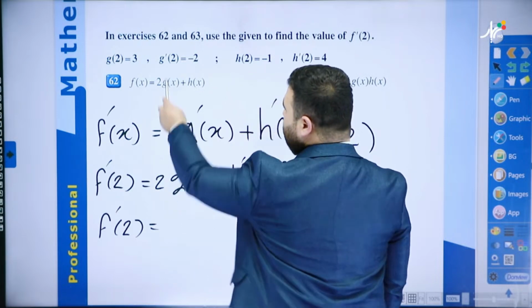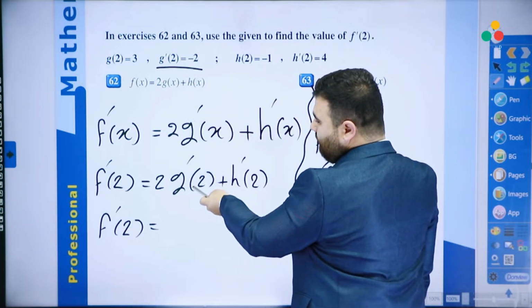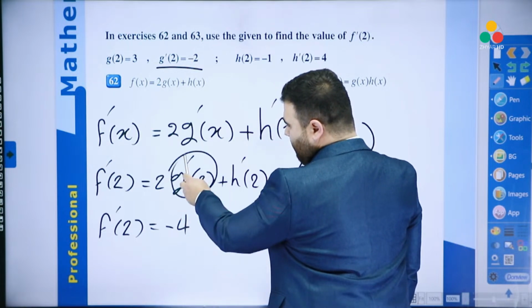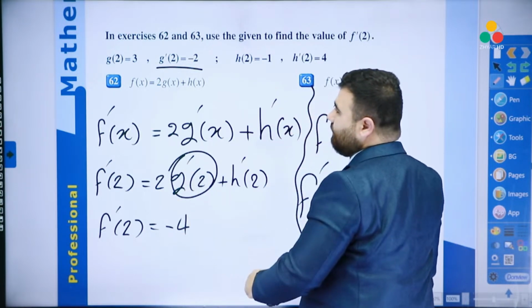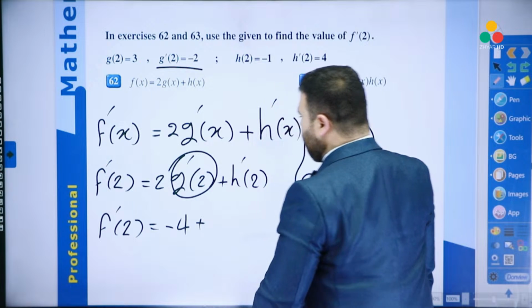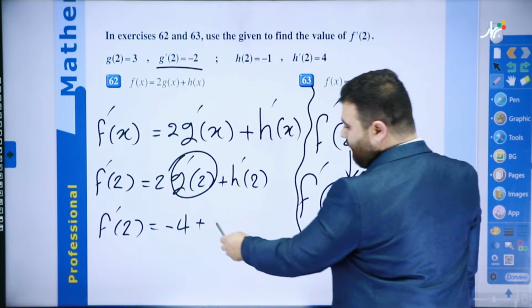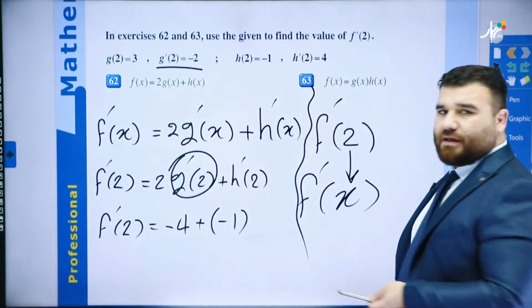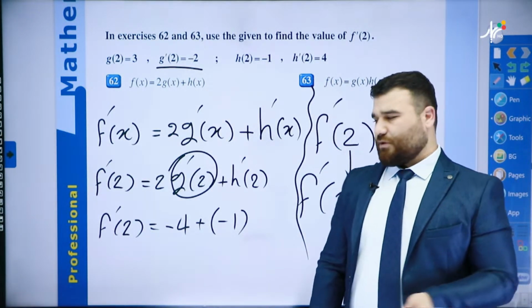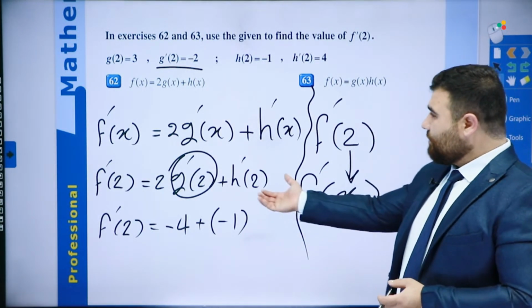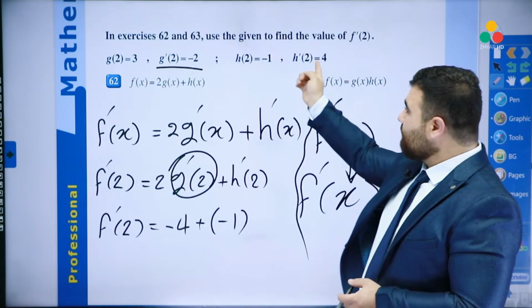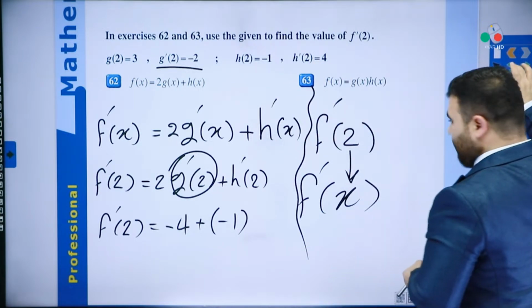g prime of 2 is given, it's negative 2. Negative 2 times 2 is negative 4. Plus, h prime of 2 is negative 1. Since I wrote plus, I can write negative 1 like this, or I can directly write negative 4 minus 1. Both ways work. h prime of 2 is given. No, h of 2 is equal to negative 1. h prime of 2 is 4. Then let's correct this.